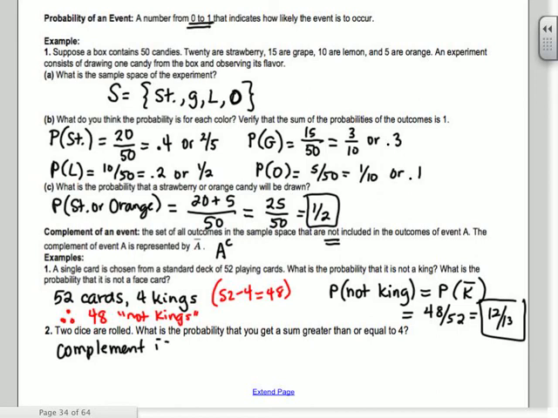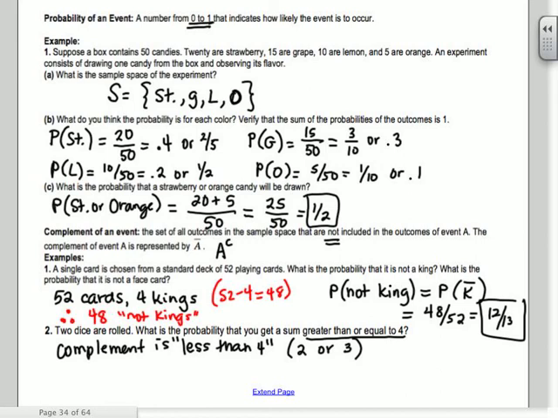So we said greater than or equal to 4. So that means we'd have 4, 5, 6, all the way to 12. Okay, so what's the complement? So what's everything but those? Yeah, so something less than 4. So with dice, you could have 2 or 3. Those are the only numbers that are less than 4. You can't have 1 because you have 2 dice, so you have to have at least 2 dots, right?